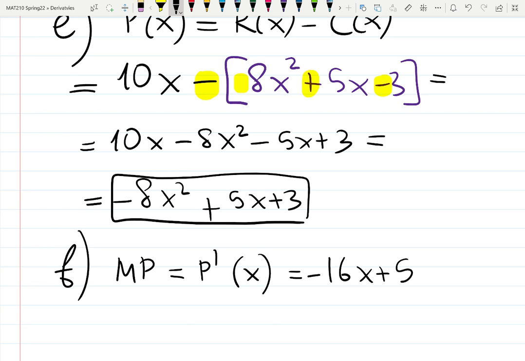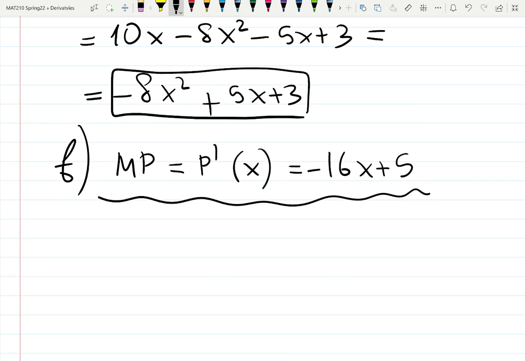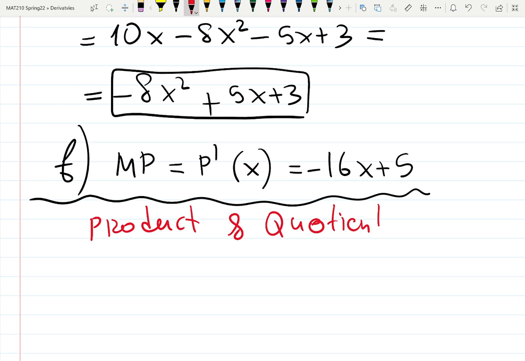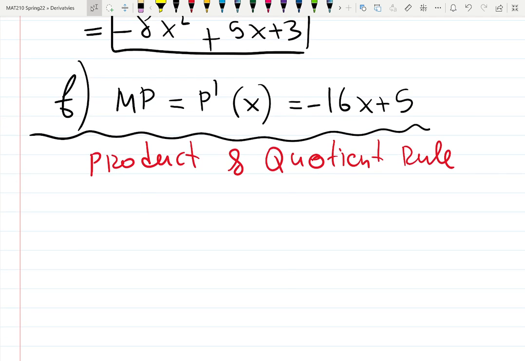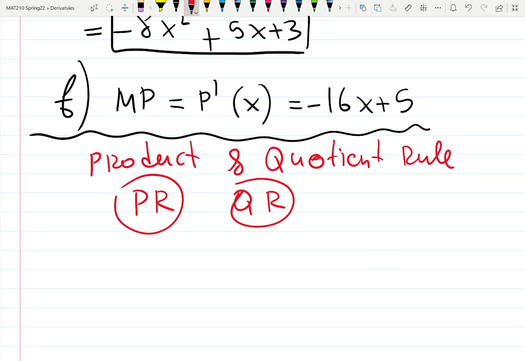And the last thing to do, and then we can do the quiz, is to practice product rule and quotient rule. It will be right now on the quiz. So let's do this. We learned it last time, product and quotient rule. Very fast quotient rule. I call it PR and QR. If you follow the formula, you'll be fine.